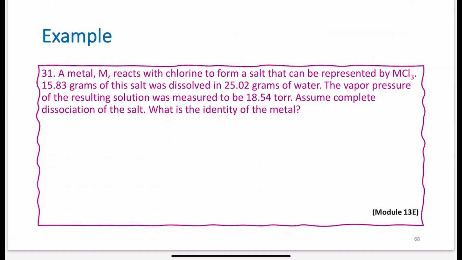Our last one. A metal M reacts with chlorine to form a salt that can be represented by MCl3. 15.83 grams of this salt was dissolved in 25.02 grams of water. The vapor pressure of the resulting solution was measured to be 18.54 torr. Assume complete dissociation of the salt. What is the identity of the metal?